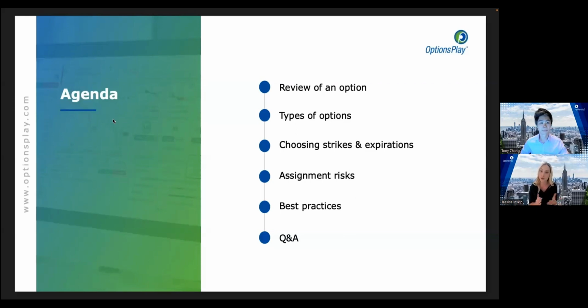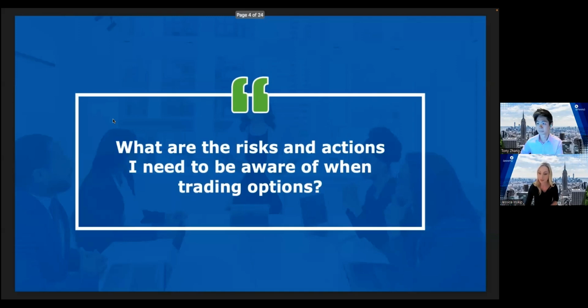We'll talk about how to choose optimal strategies. So how do you choose strike prices and expirations? What are the best practices around that? What does that mean? And also the why, because that certainly helps wrap your head around that. As well as strategy management, because that's extremely important with options trading. And we'll talk about assignment risks in particular, which is very important with short options, which we'll explain along the way, go through those best practices again, and of course, save time for live Q&A at the end. But the real question that we're answering today, and that I want you to think of while we're going through this presentation, is what are the risks and actions I need to be aware of when trading options?